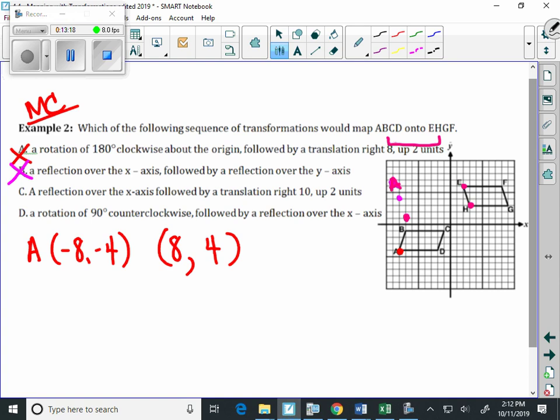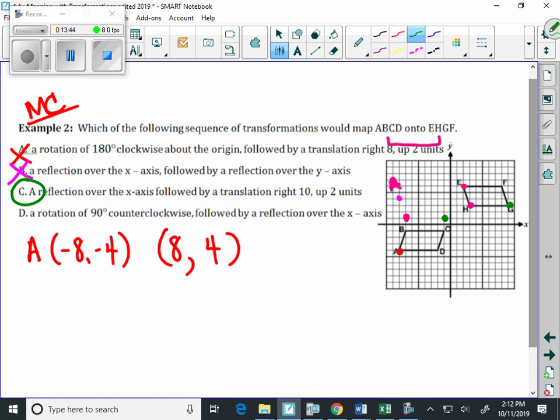Try one more just to make sure. Again, we can look at letter C, which is 1 space away from the y-axis. So on the other side, 1 space away, we're going to go 1, 2, 3, 4, 5, 6, 7, 8, 9, 10, up 2. C maps to G, and now we're pretty sure that C is the answer.